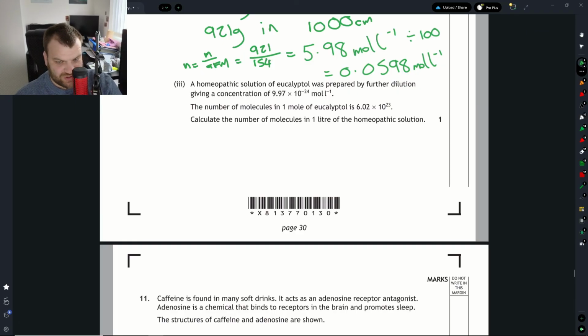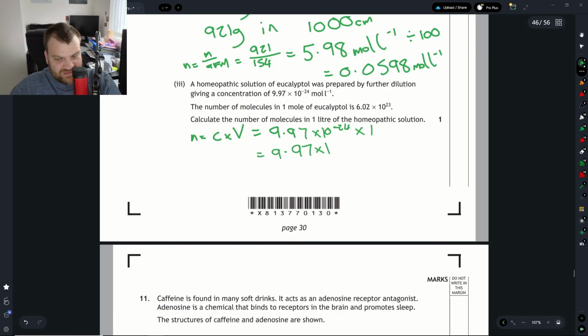Next up, we've got more dilutions. We've got a new concentration, and we want to know the number of molecules that we have, and we've got 1 litre. So if n equals c times v, our concentration is the value they've given us, 9.97 times 10 to the minus 24. It's 1 litre, so it's just times 1. So that is our number of moles then, 9.97 times 10 to the minus 24. They're telling us that 1 mole would give us 6.02 times 10 to the 23 molecules.